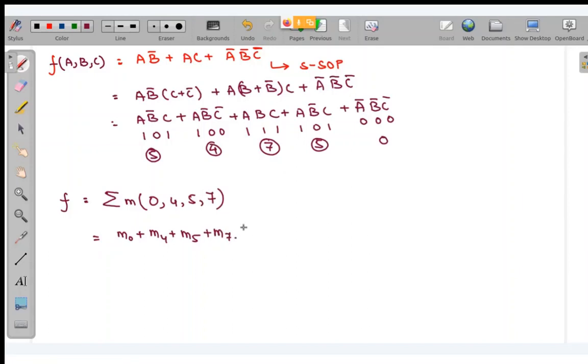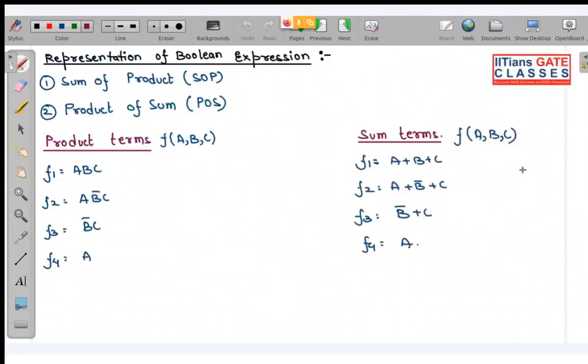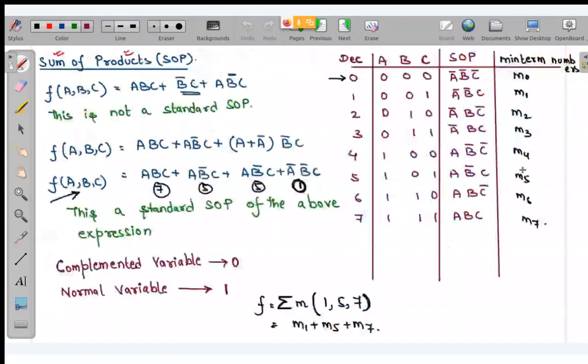Tell me. Or even you could have written it like this: 0, 0, 0, 1, 0, 0, 1, 0, 1, 1, 1, 1. Any way you want, you can write it. Any doubts, anyone? So the last topic today is product of sum.